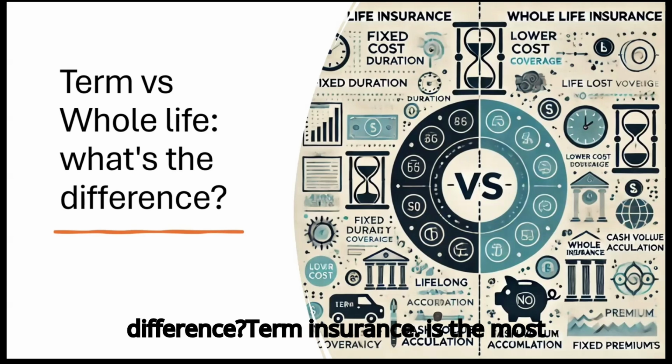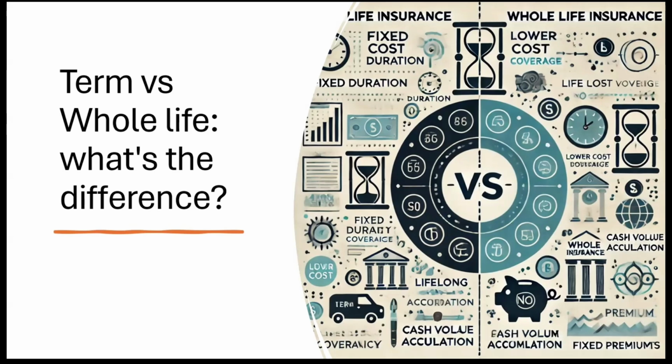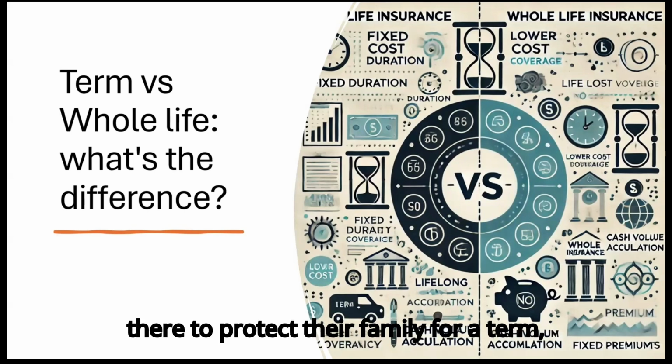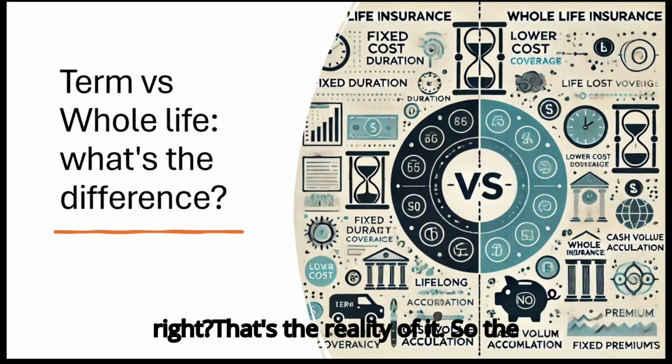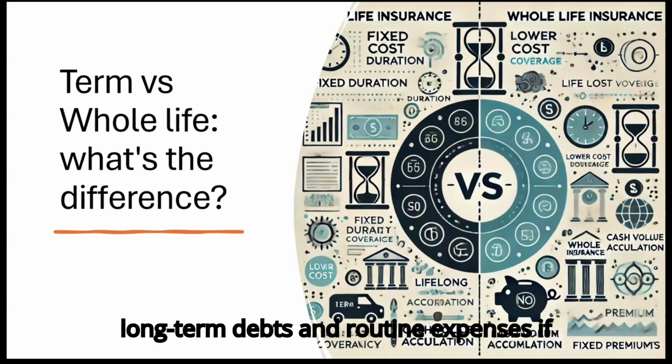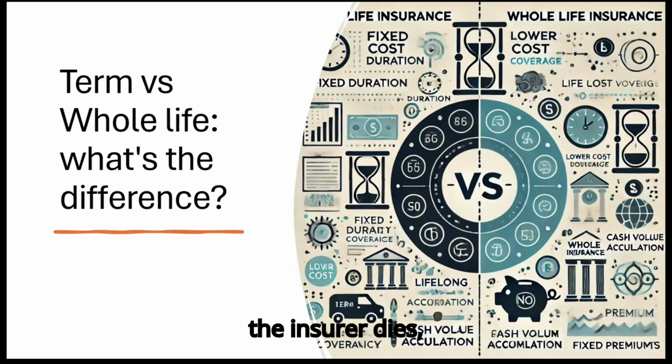Term insurance is the most straightforward form of protection. Clients generally pay premiums monthly or annually, and they are there to protect their family for a term, right? That's the reality of it. So the typical uses of term insurance are to help provide for families' loss of income, cover short or long-term debts and routine expenses if the insured dies within the specific term of that policy. If you go one day out of the term, so sorry, so sad.